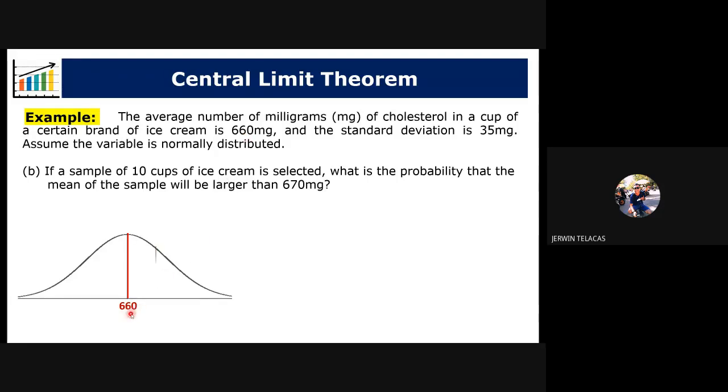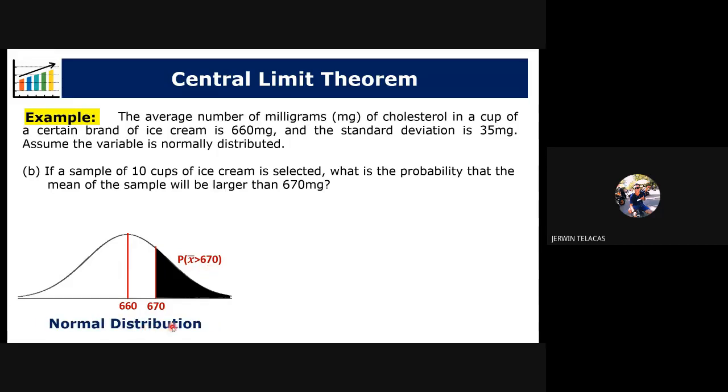670, that's the mean. Now in our question, what's the probability that the mean of the sample will be larger than 670? It is located at the right side. Again, we are looking for the area of this. Larger than 670. In symbol, we have X bar. X bar represents the sample mean that is greater than 670.